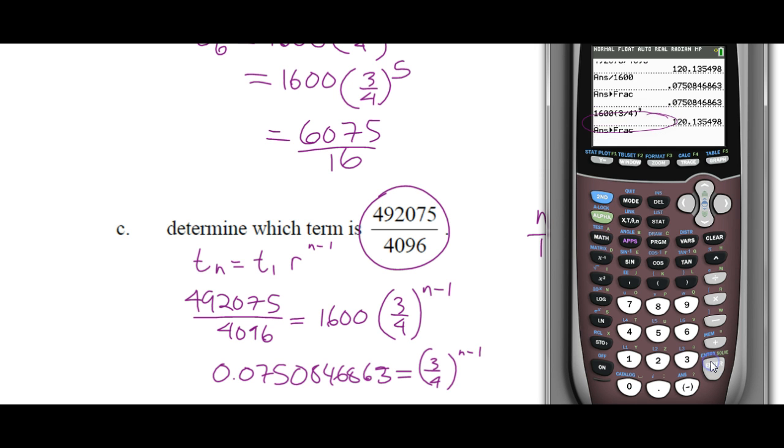Now will it convert it to a fraction? There we go. 492075 over 409. So I don't know why I wouldn't do that in the first place. I tried to divide it by 1600 and convert it to a fraction. Maybe, let's try this. 49207.5 divided by 4096. Is that two fractions? Times 1 divided by 1600.